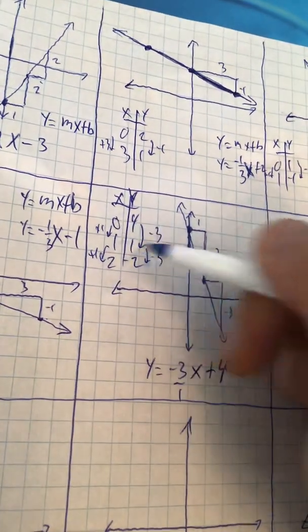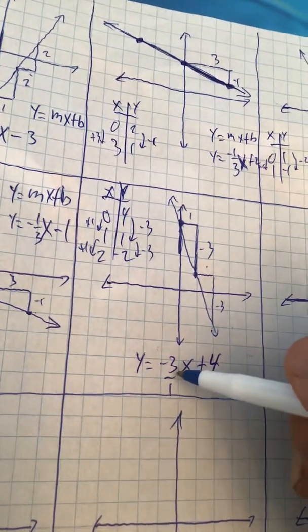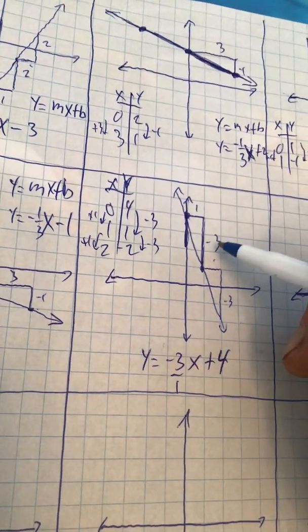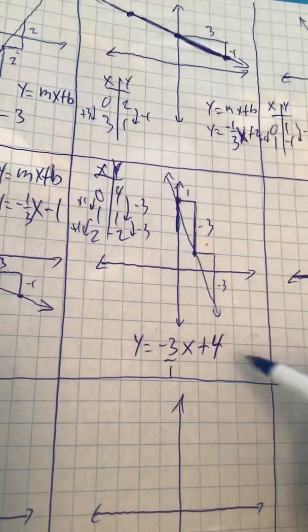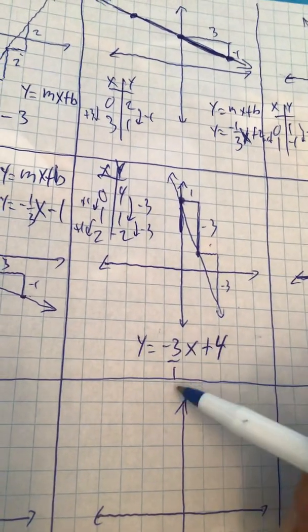Isn't that -3 over 1, which is -3? Aren't you going over 1 and down 3? Aren't I right? Doesn't Bob have $4? Isn't he spending $3 an hour?